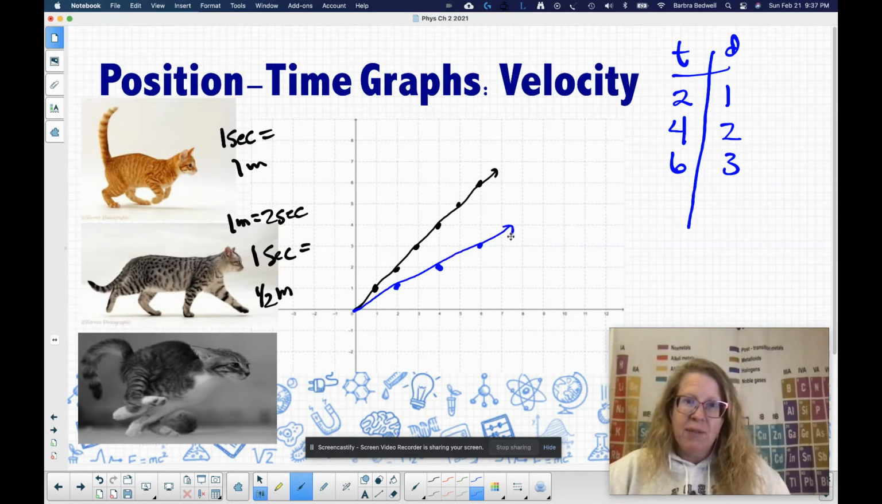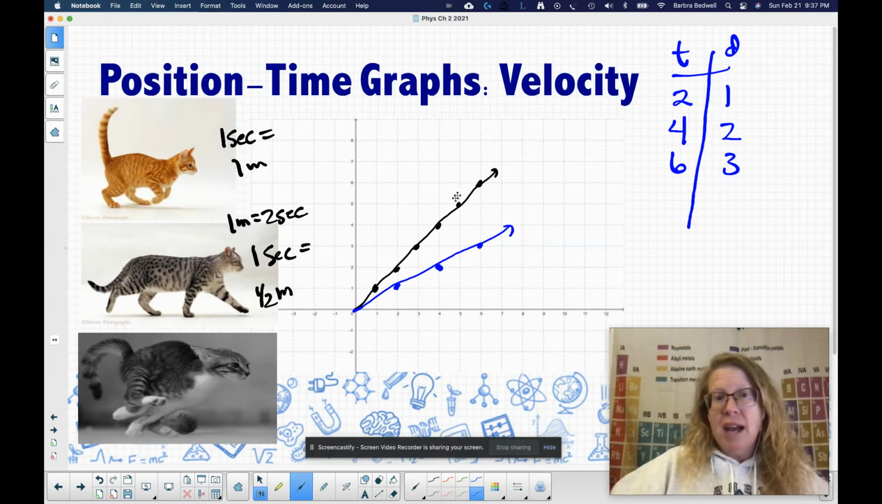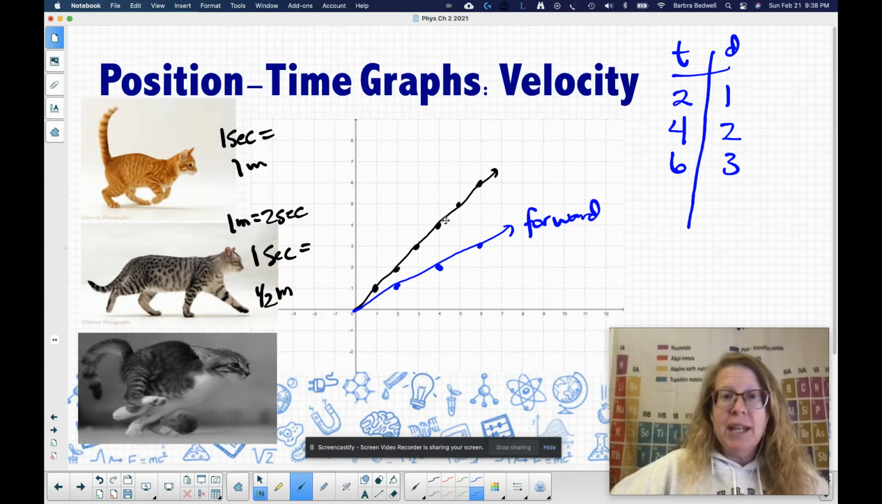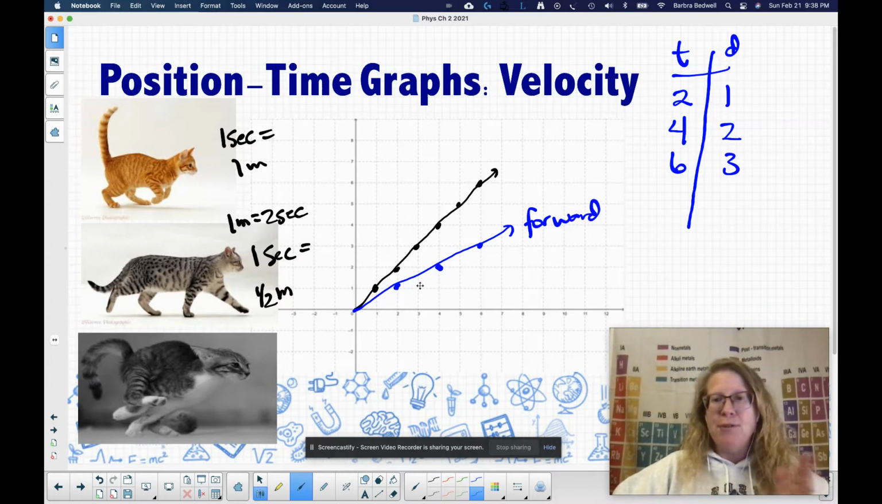So just like our previous one, this upward graph tells me it's going in that positive direction, right? It's moving forward. But what's happening here? This is still going forward as well, but we can know that these are going different speeds. We know this because they're covering a different amount of distance in the same amount of time.